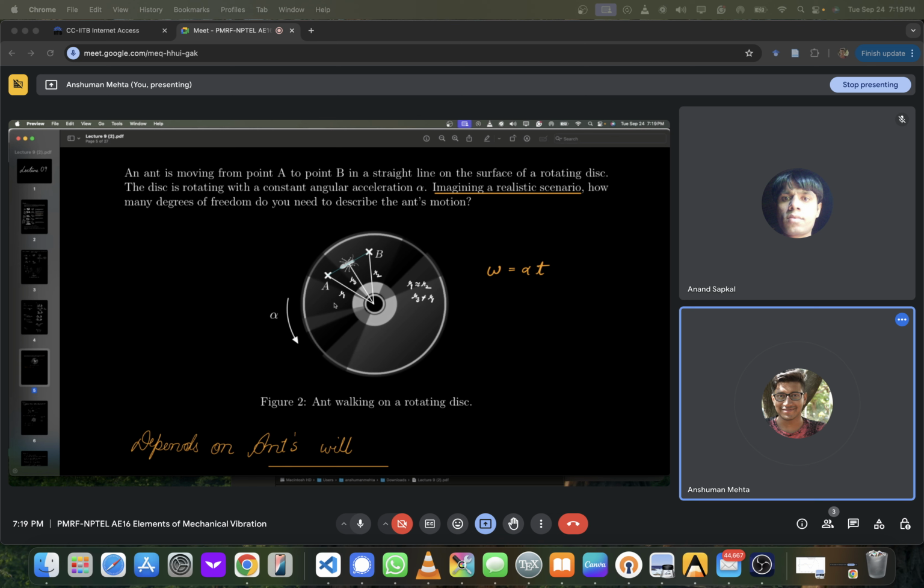So what we have to do is imagine a realistic situation. This is the tricky part of the question, and also the non-mathematical part, where you have to imagine a realistic scenario: how many degrees of freedom do you need to describe this ant's motion? To define what a degree of freedom is: how many independent coordinates are required to describe the motion of this ant? Any idea?